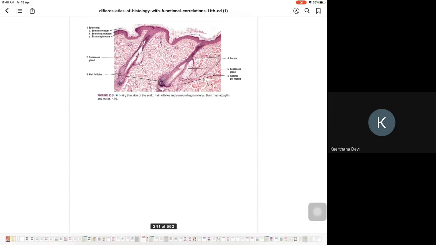Hairy, thin skin of the scalp, hair follicles and surrounding structures, hematoxylin and eosin. Number 1 is epidermis: stratum corneum, granulosum, and then stratum spinosum. Number 2 is sebaceous glands. 3 is hair follicles. 4 is dermis. Next, 5 is sebaceous glands. 6 is erector pili muscle.